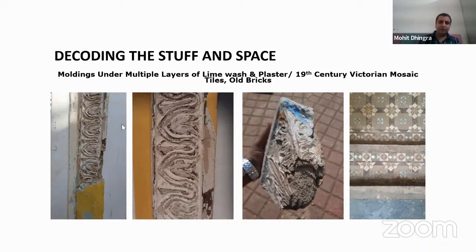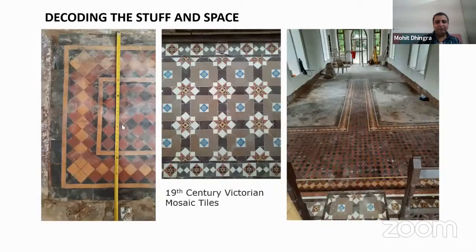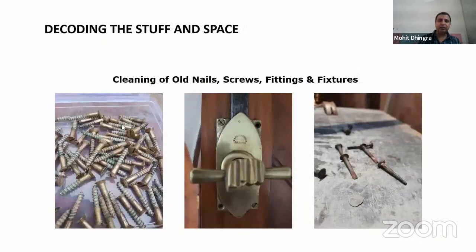A similar picture talks about how a molding made in plaster was beneath different layers of the cement plaster which existed in the buildings. The photograph on my far right is of a 19th century Victorian tile which was beneath the cement layer of the floor. To revive those buildings, we need to understand the layers beneath, and that's how the forensic by design framework helps in understanding and decoding the building as it is, and then preserving it into its newer forms.